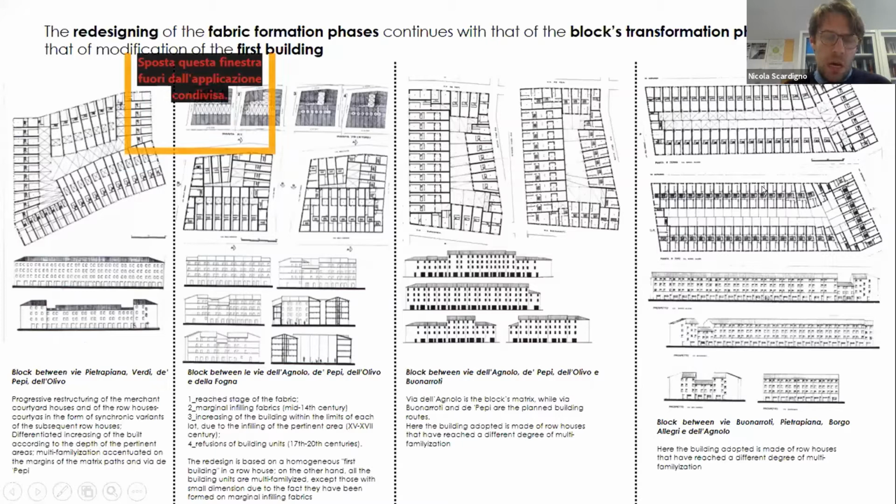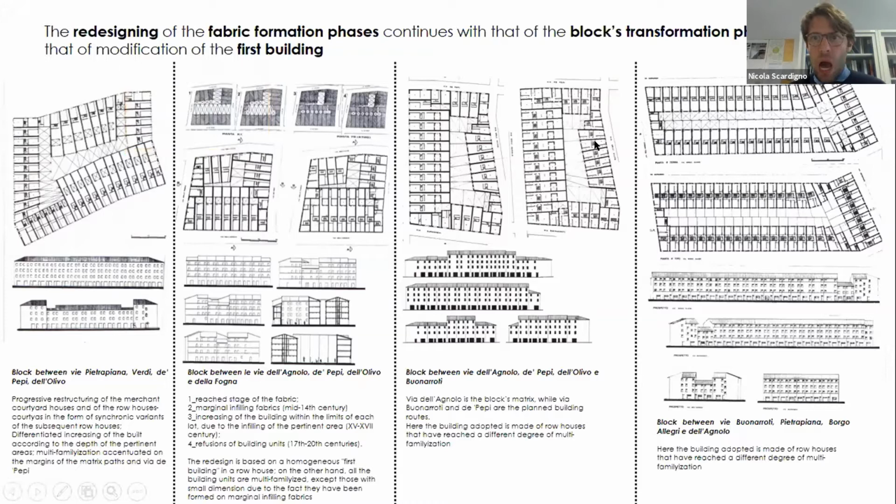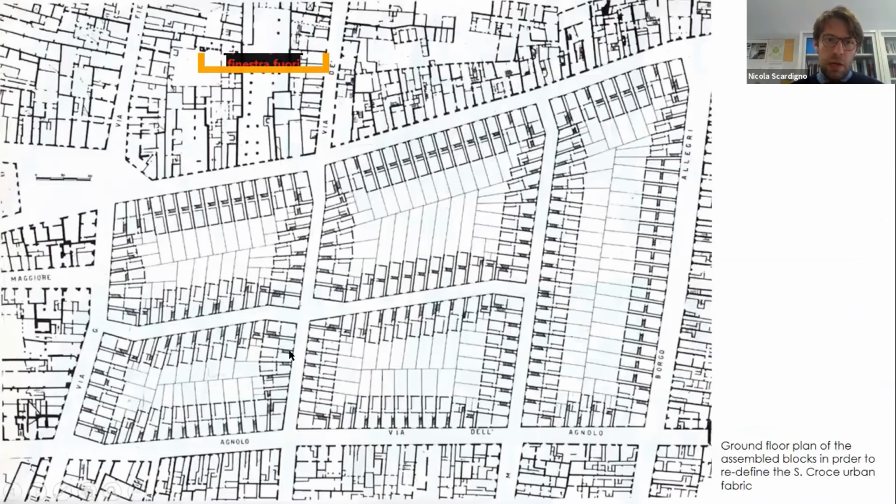This redesign exercise is based on the rebuilding of the block's transformation phases, and that of the building that constitutes the block itself. These are some examples of blocks completely designed according to the transformation that occurs within the block, also looking at the so-called process of infill fabric, which occurs in the marginal pertinent areas. Then all these blocks have been assembled in order to redefine the Santa Croce urban fabric.